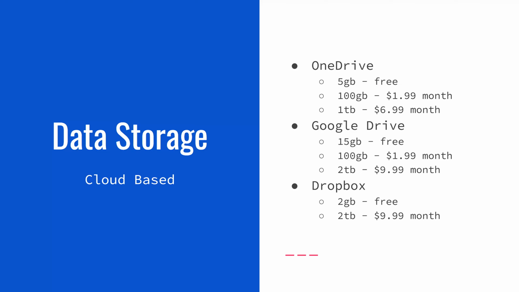Most of them will have a 100 gigabyte option for about $2 a month. This is enough for casual pictures, sharing PDFs of recipes, that sort of thing. And then 1 terabyte, which ranges from $6.99 a month, to 2 terabytes for $10 a month, is where you get into taking videos or a lot of pictures if you're on vacation, or you just have a lot of pictures that you want to make sure are safe.